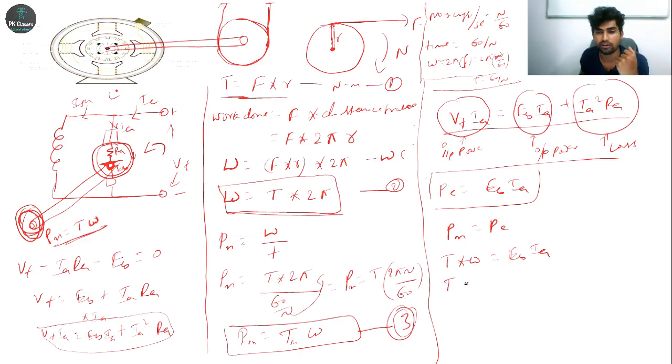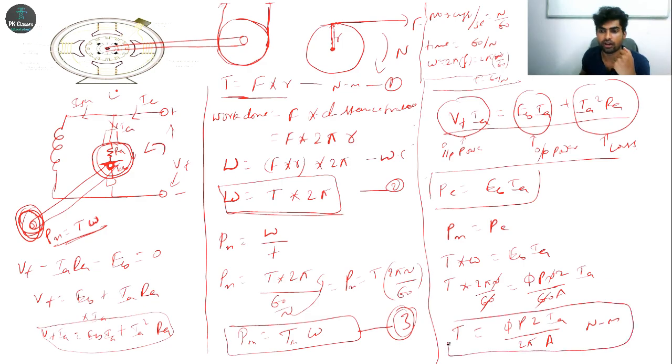So T into omega, where omega is 2 pi N by 60. Eb is what? Eb is phi P N Z by 60 A, that is back EMF, into Ia. So 60 cancels, N cancels. Only you will get torque is equal to phi P Z Ia by 2 pi into A. So this is the torque equation of DC motor.